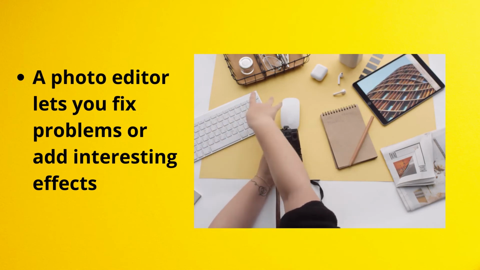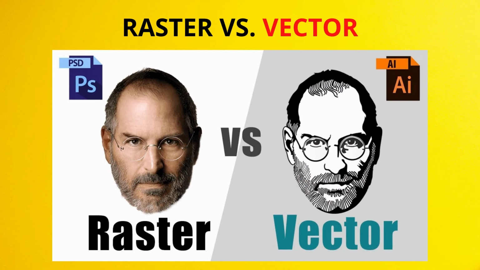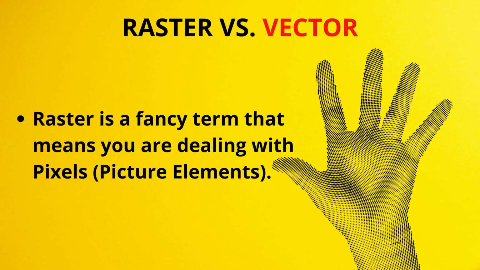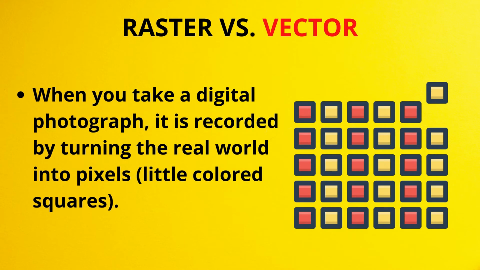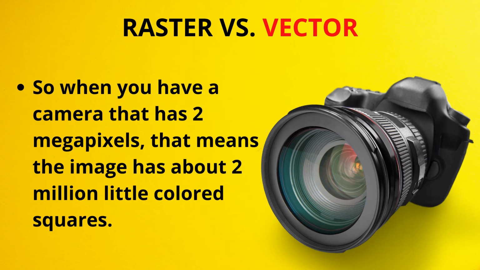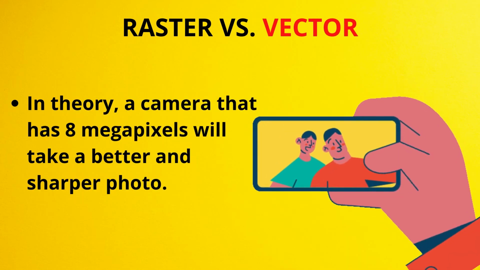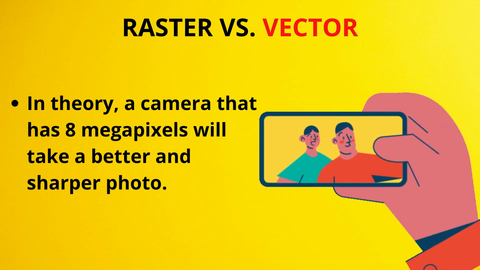Raster versus vector. Raster is a fancy term that means you are dealing with pixels, also known as picture elements. When you take a digital photograph, it is recorded by turning the real world into pixels, little colored squares. So when you have a camera that has 2 megapixels, that means the image has about 2 million little colored squares. In theory, a camera that has 8 megapixels will take a better and sharper photo.